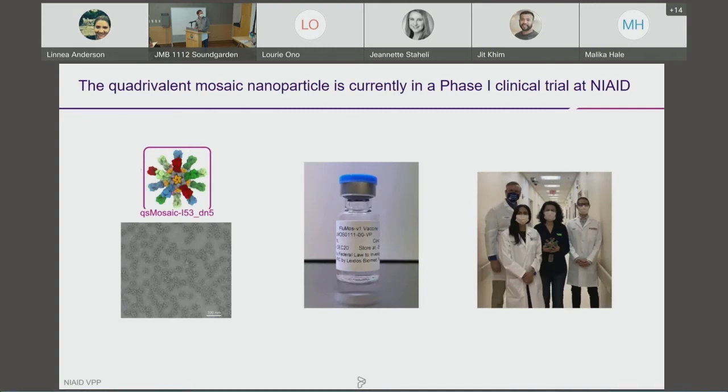And so this vaccine is now in a phase 1 clinical trial at the NIH. So we are eagerly awaiting the data out of that trial.